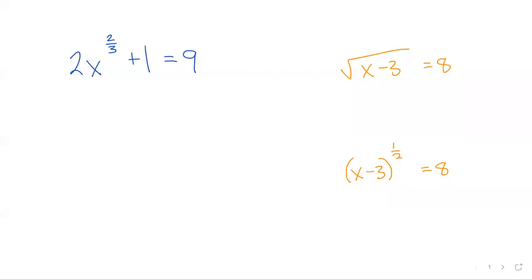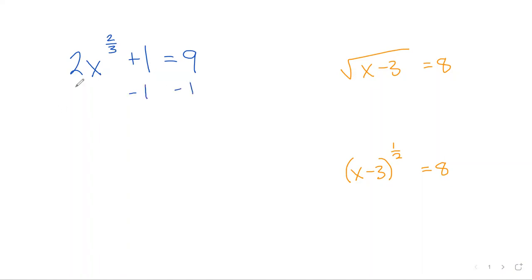Now that we're talking about solving radical equations, we know that radicals can also be written as fractional exponents. So we should talk about equations written with fractional exponents as well. We'll start with this example here, 2 times x to the 2/3 plus 1 equals 9. And of course, since radicals and fractional exponents are kind of the same thing, we're going to apply a lot of the same principles.